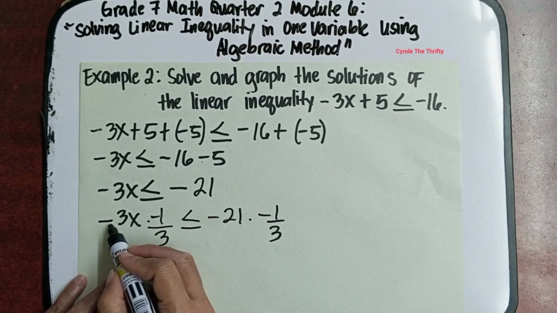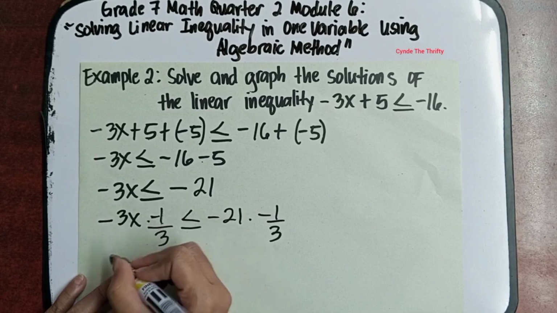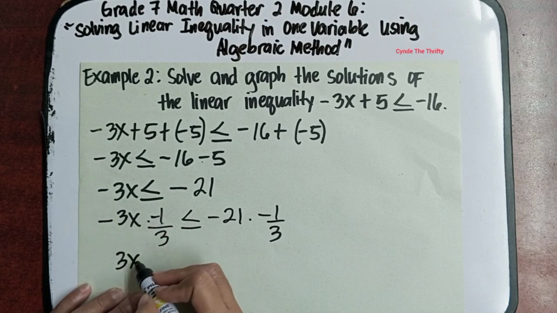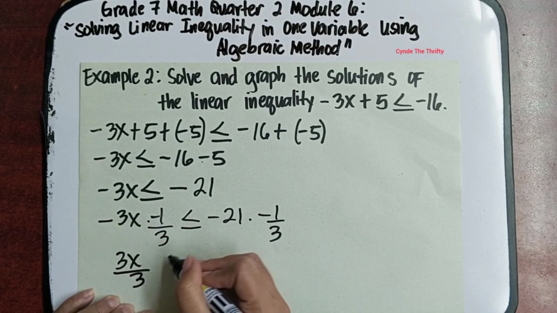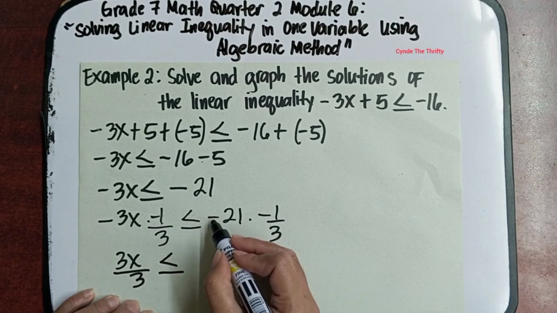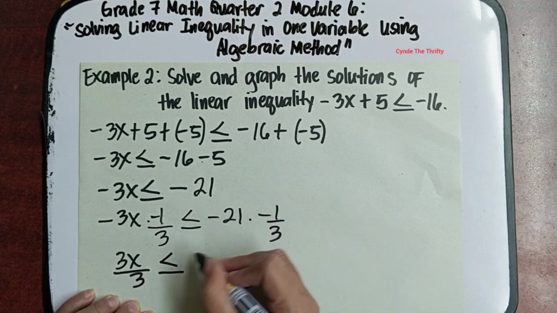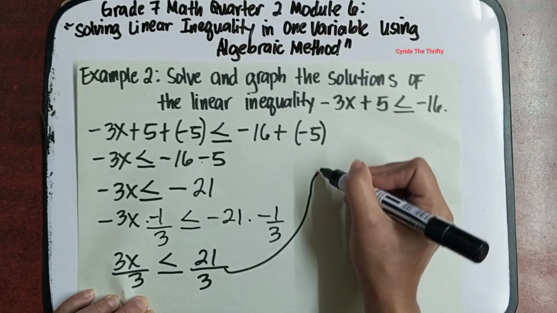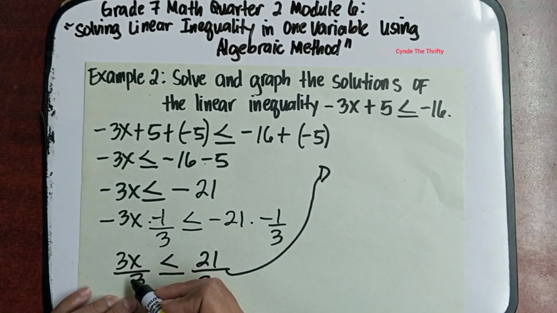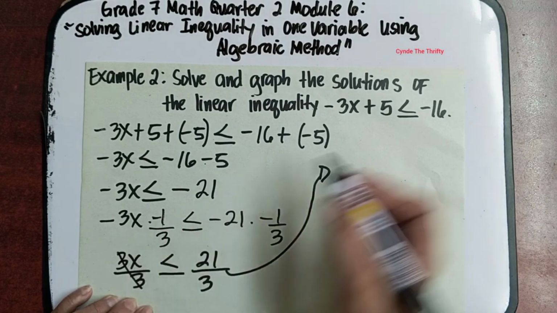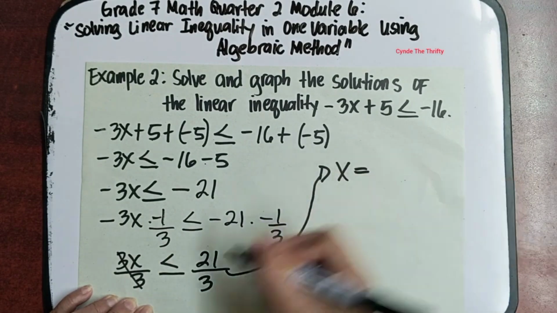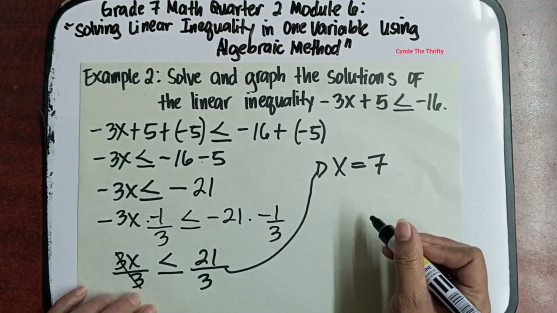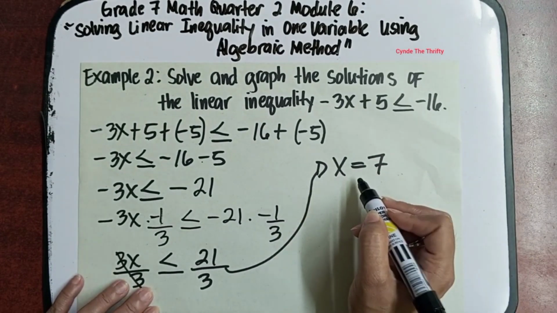Okay, so negative 3x times negative 1 is equal to positive 3x kasi negative times negative is equal to positive, over 3. Is less than or equal to negative 21 times negative 1 is equal to positive 21 over 3. Okay, so dito tayo. So, 3x divided by 3, so cancel. So, x is equal to 21 divided by 3 is equal to 7. So, ibig sabihin, ang value ng ating x is 7.